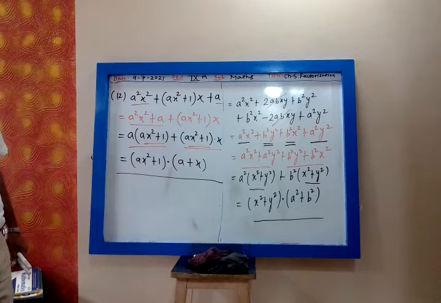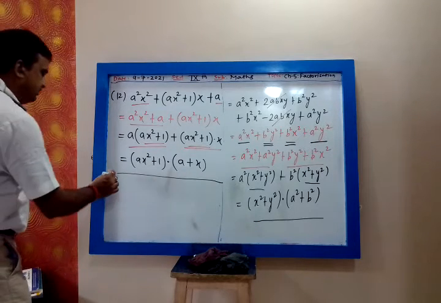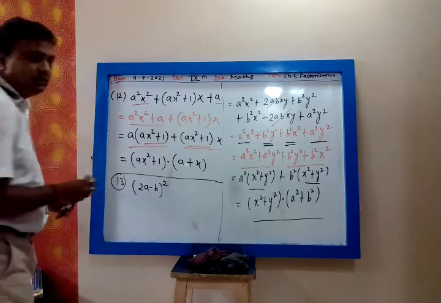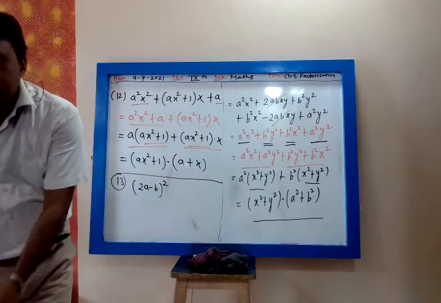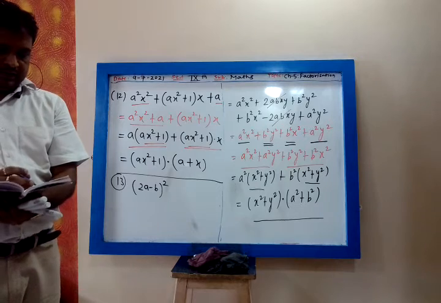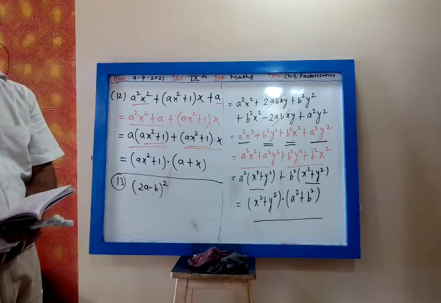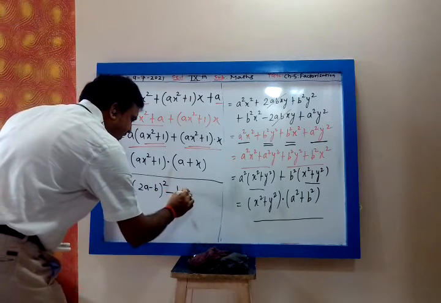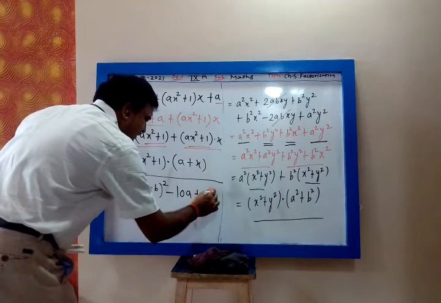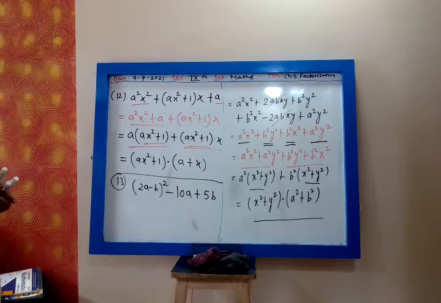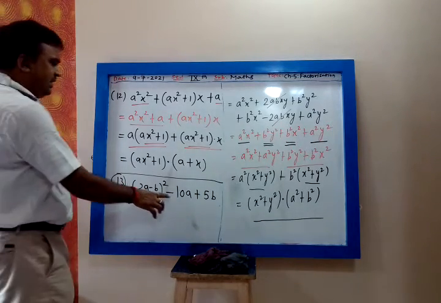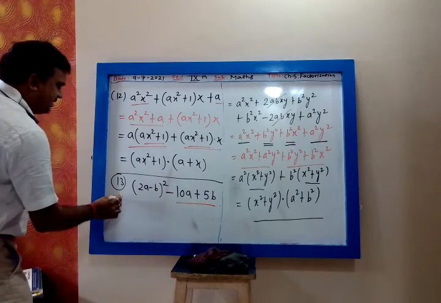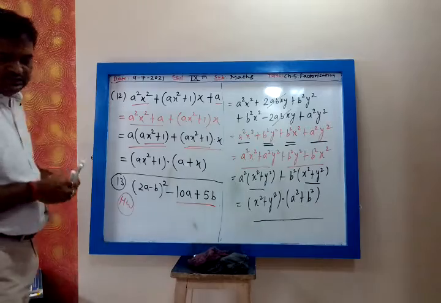Then the 13th: (2a minus b) whole square minus 10a plus 5b. How will you do this? In these two terms you take 5 common. So the further part I am giving as homework. You can do it easily.